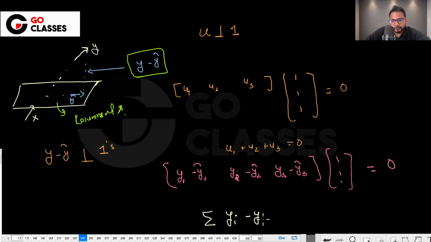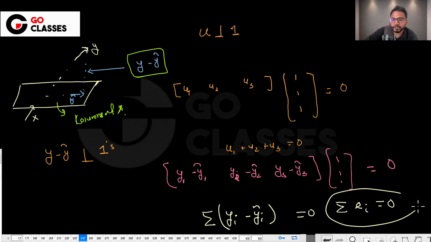So yi minus yi cap. Instead, you do not need to even open this up. You can write E1, E2, E3 instead of this. So this must be 0, which means the summation of EIs must be 0, right? See that this is EI only. So this is vector E, where every entry is basically EI. This is the E vector, the error vector.